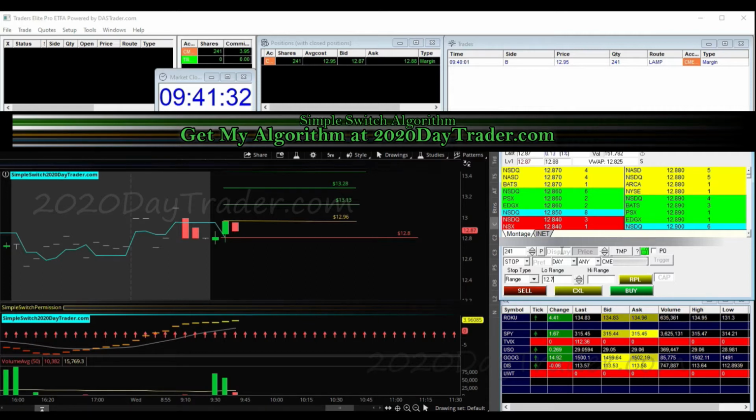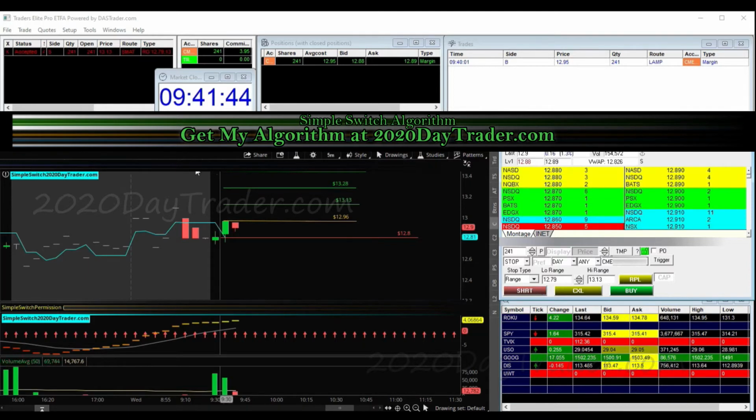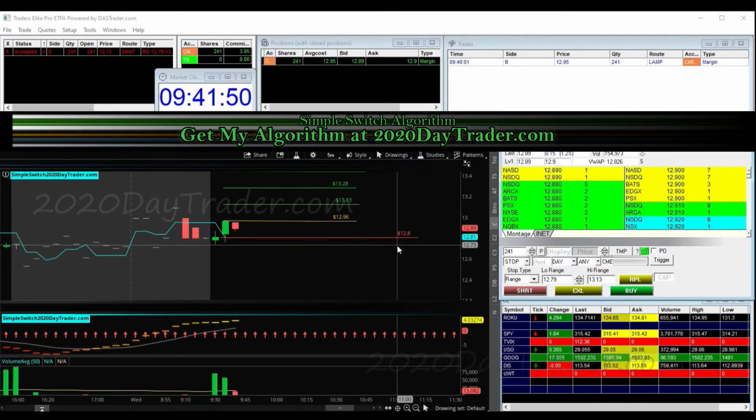So 1279. And then 1313. And sell. Check that the order is in up here at the order window. All right, cool. So we're in. So we'll see how this thing shapes up.